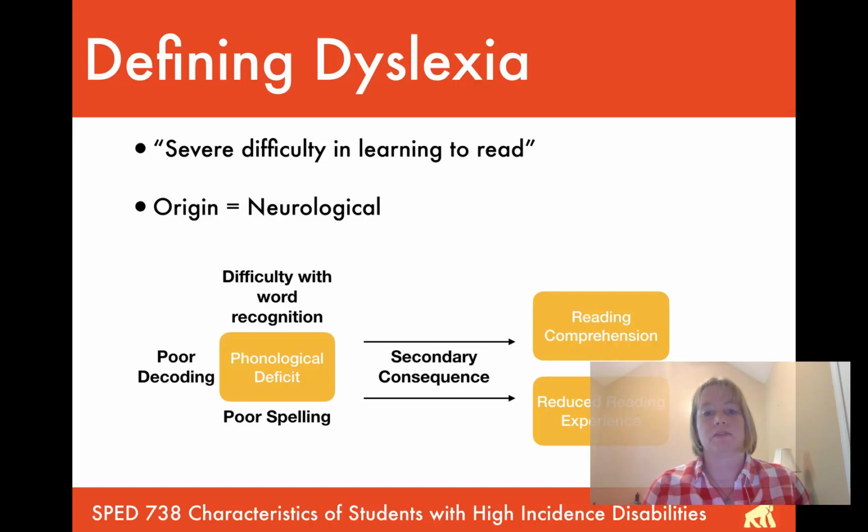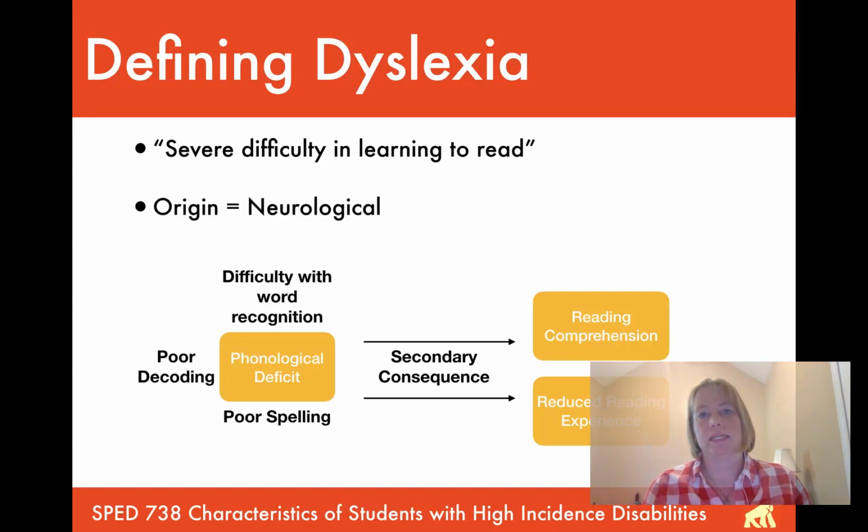Now what we've found is that students with that phonological deficit have these secondary consequences that really impact learning in the classroom. One of those is reading comprehension. Because they have difficulty with word recognition, they have a challenge in decoding. Typically what we see is these students are not fluent readers, so they're reading at a much slower pace, and that impacts reading comprehension. They also don't have the strategies in place to ask themselves questions during the reading process and really build those reading comprehension skills. It's something we'll take a look at here in a little bit.